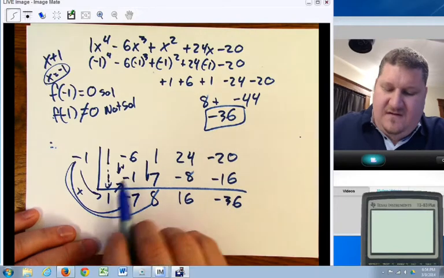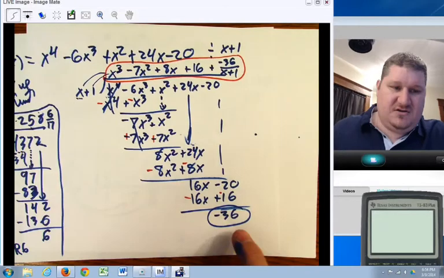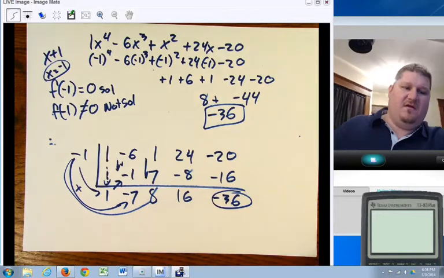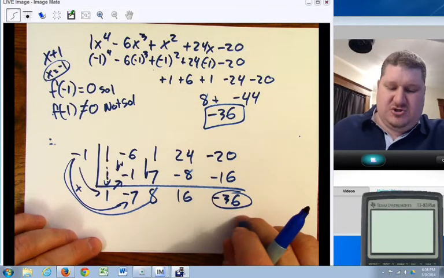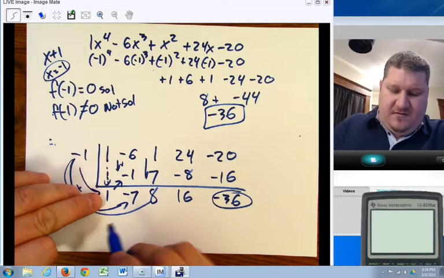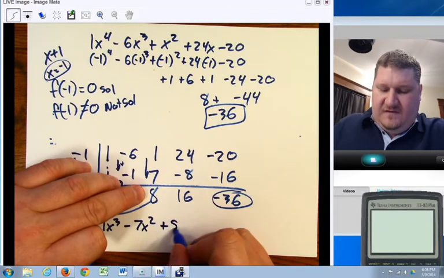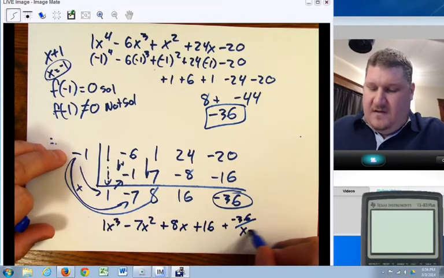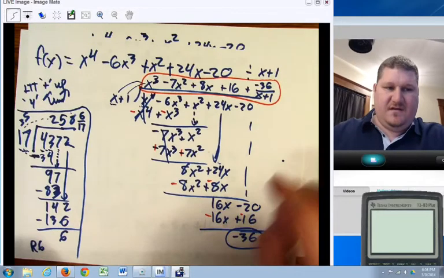Again, if this worked, just like you should have ended with a 0 here, just like you should have ended with a 0 here, in synthetic division, you should have ended with a 0 there. Since we don't end up with a 0 there, it is not a solution. But at least we know that since it went from x to the fourth, we've gone down a power, so we're 1x cubed minus 7x squared plus 8x plus 16 plus negative 36 over x plus 1. And that matches exactly what we got earlier.